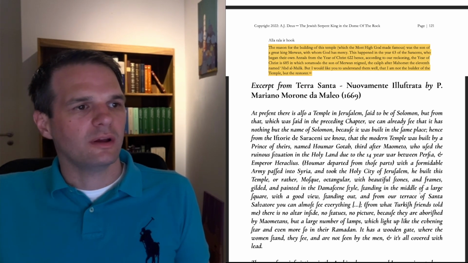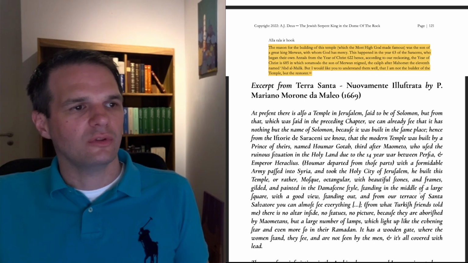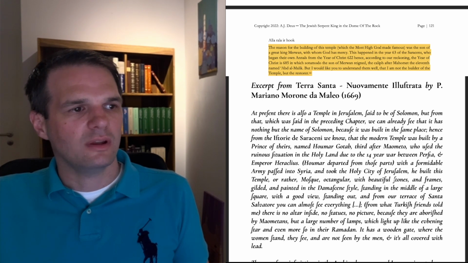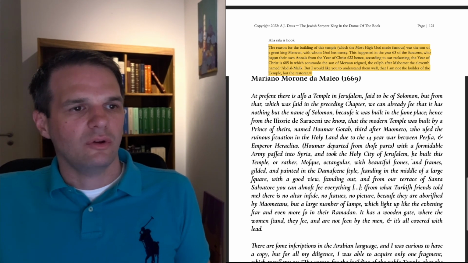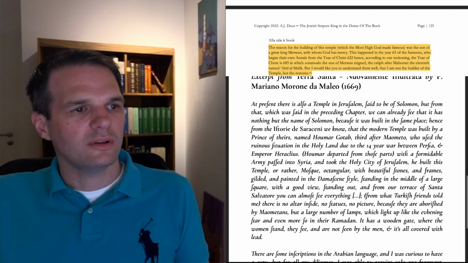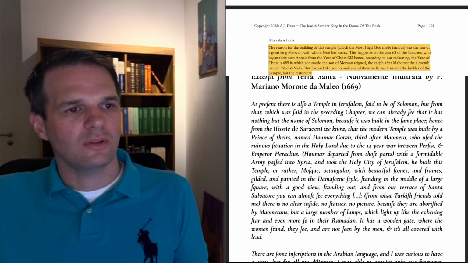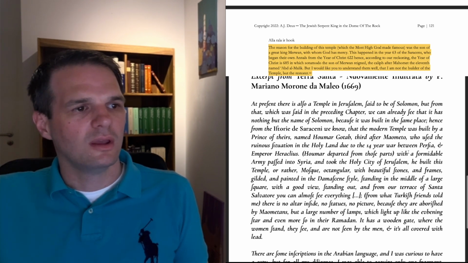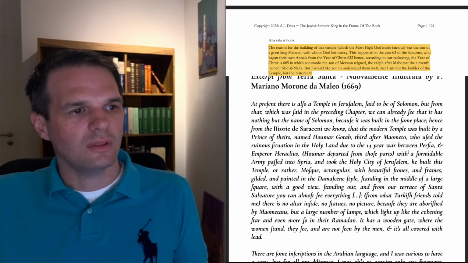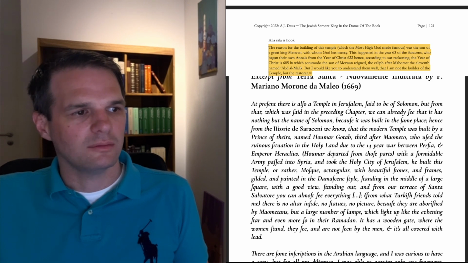He built this temple, or rather mosque, octangular, with beautiful stones and frames, gilded and painted in the Damascene style, standing in the middle of a large square, with a good view standing out, and from our terrace of Santa Salvatore you can almost see everything. From what Turkish friends told me, there is no altar inside, no statues, no picture, because they are abolished by Mahometans. But a large number of lamps which light up like the evening star, and even more so in their Ramadan. It has a wooden gate where the women stand, they see and are not seen by the men, and it's all covered with lead.